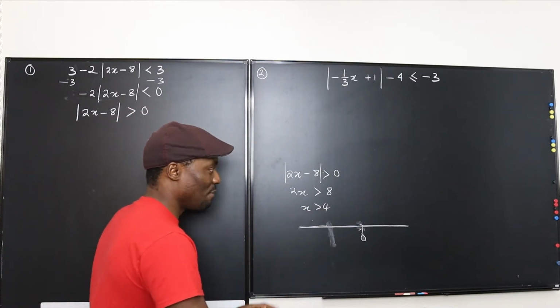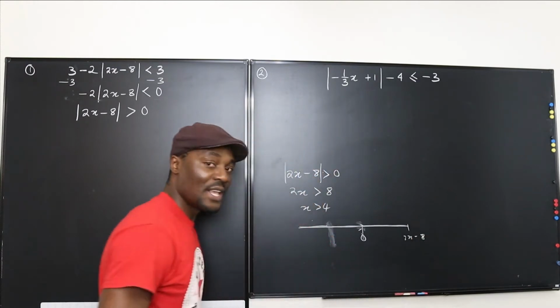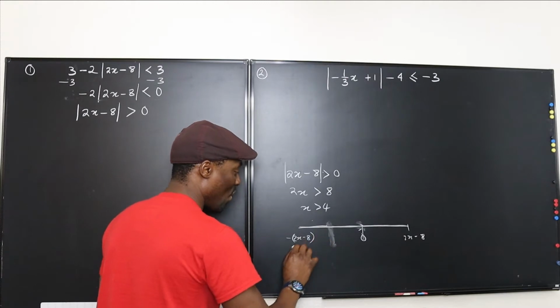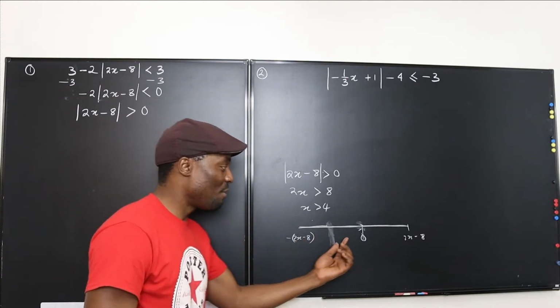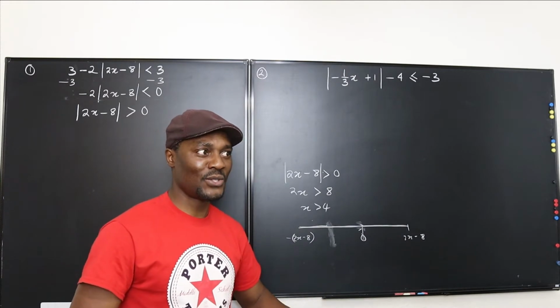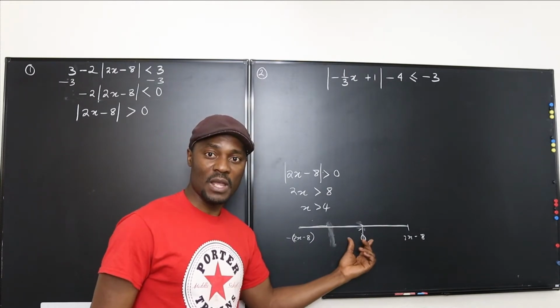Okay, so it's possible that this expression is on this side, 2x minus 8. It's also possible that this expression is -2x minus 8, or it's the negative of it, so that the number of steps you take, whether you go to the right or to the left, will still be greater than 0.